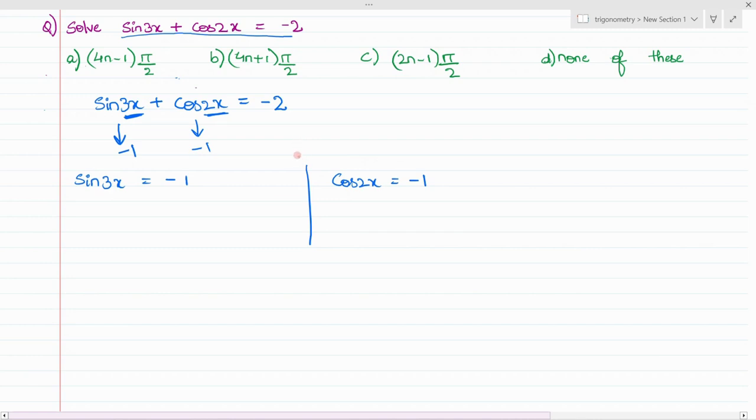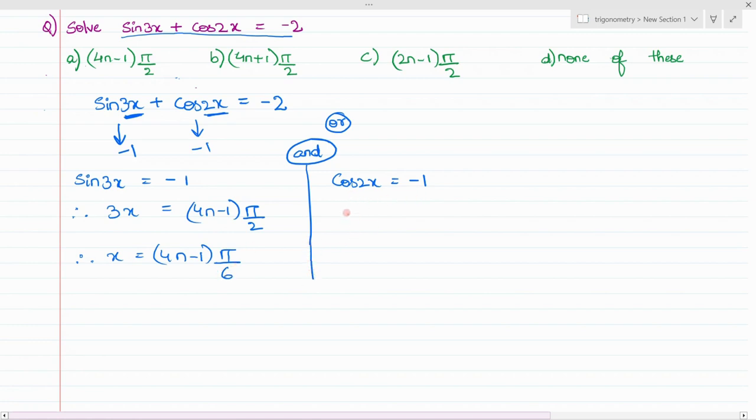If you observe, now we are talking about the word "and", which means the intersection of these two values, the common values. Earlier, we used to talk about the word "or", which means union of values. Now, from here, it is given as sin 3x is equal to minus 1, which is a simple trigonometric equation. So the general solution will be 3x is equal to (4n minus 1) into pi by 2, where n belongs to all the integers. And from here, x will be (4n minus 1) into pi by 6.